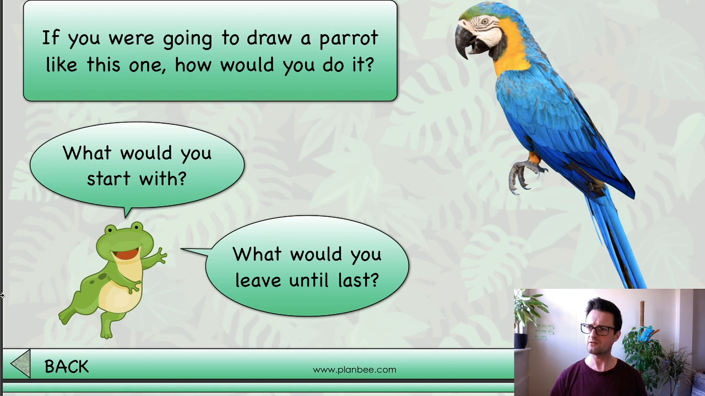This animal has a very different shape, doesn't it? If you were going to draw a parrot like this one, how would you do it? Which part of the parrot would you start with? What would you leave until last? The head, the body and the back. Good ideas, everybody. Right.